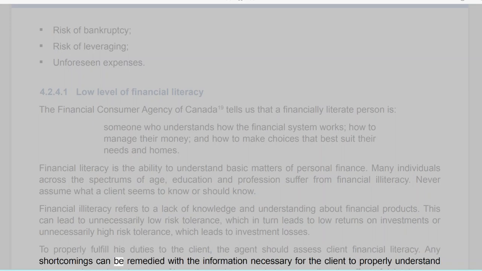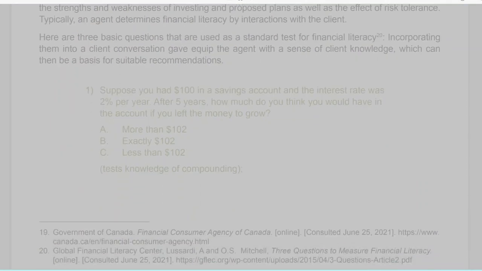Any shortcomings can be remedied with the information necessary for the client to properly understand the strengths and weaknesses of investing and proposed plans, as well as the effect of risk tolerance. Typically, an agent determines financial literacy by interactions with the client. Here are three basic questions that are used as a standard test for financial literacy. Incorporating them into a client conversation can equip the agent with a sense of client knowledge, which can then be a basis for suitable recommendations.